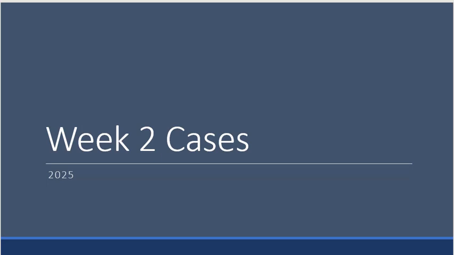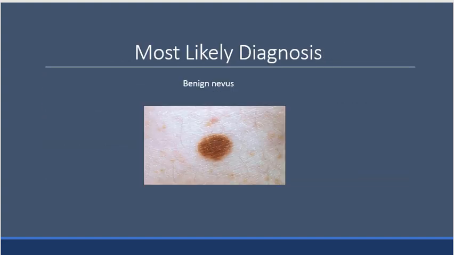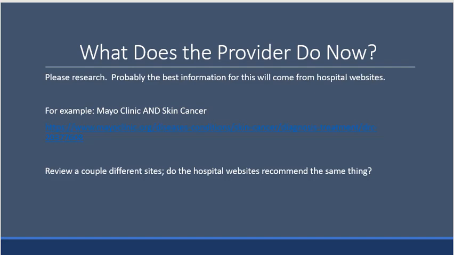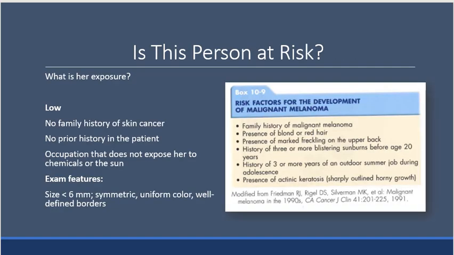Hey everybody, let's talk about the answers to the week 2 cases. And the most likely diagnosis is a benign nevus. Now, a little bit later in the lecture, we'll explore what is going to be done for the treatment at this time. Is this person at risk? No, they're probably not at risk based upon their family prior history and their occupation.